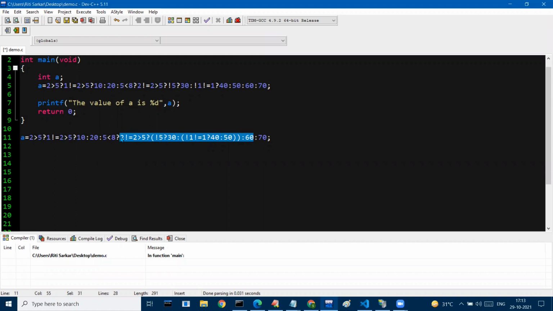Let me repeat one more time. For this question mark, this is expression 1, this is expression 2, and this 60 is expression 3. So from here to here, I can make a bracketization, from 2 up to that 60, I can put it into the bracket. Okay. Anything left?